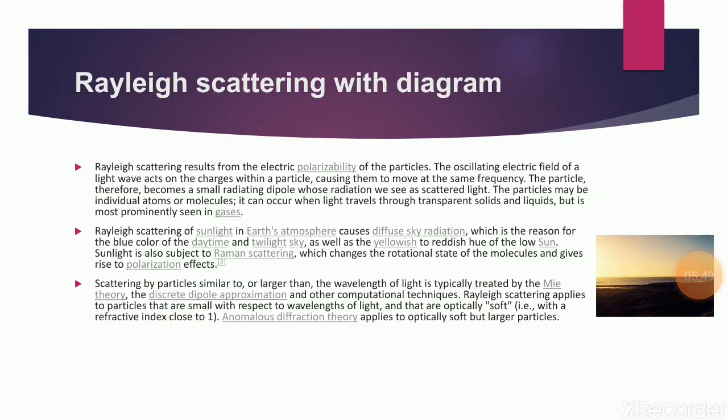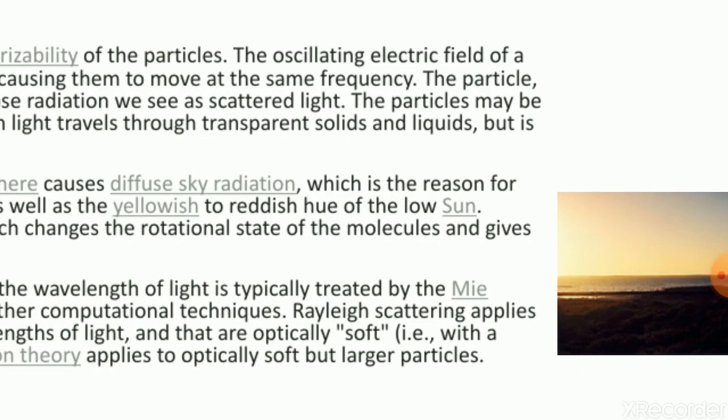Okay, then we move towards Rayleigh scattering. Rayleigh scattering is an electric polarization of the particles. The oscillating electric field of a light wave acts on the charges within a particle, causing them to move at the same frequency. The particle therefore becomes a small radiating dipole whose radiation we can see as scattered light.